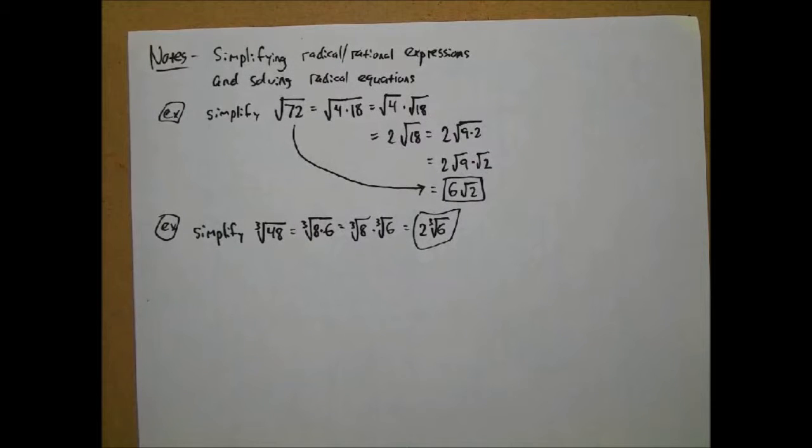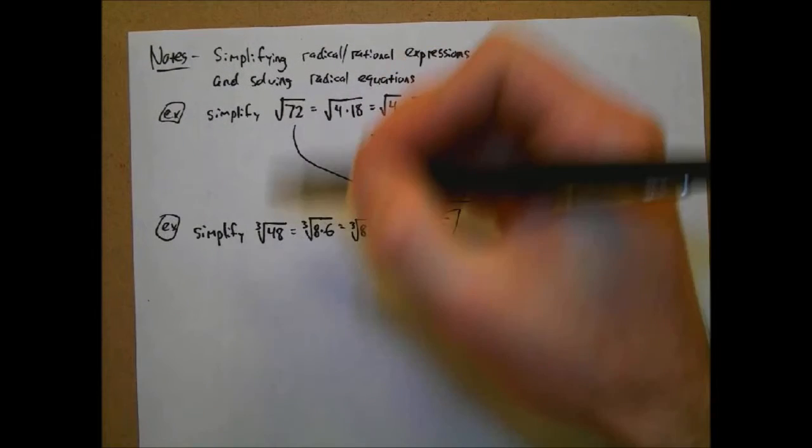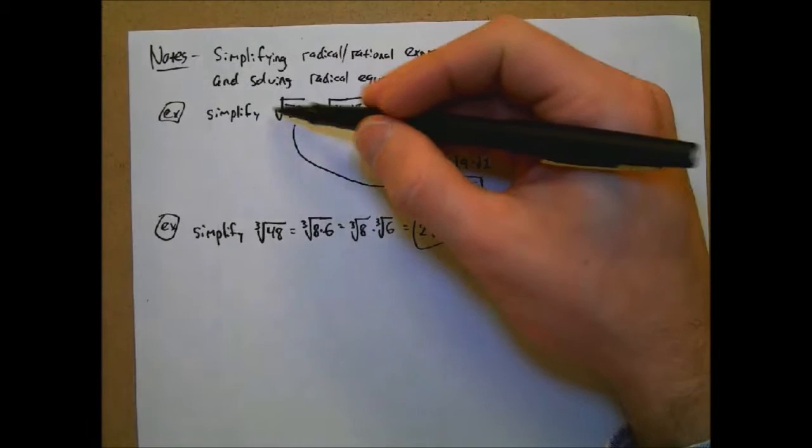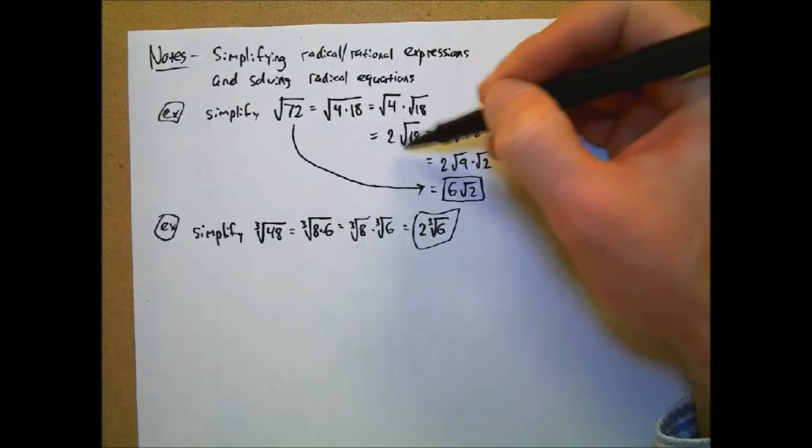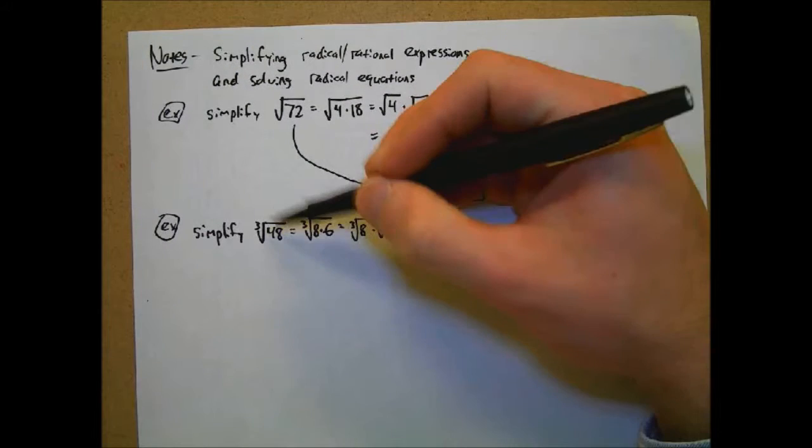There's no other perfect cubes that divide 6, except for 1. But again, 1's not going to reduce it at all. Okay? So in this case, these two were similar, except we just had to be a little bit careful. We were square rooting here, so we looked for square roots that we could divide this up into and then square root. Here is a cube root, so we're looking for perfect cubes, right?